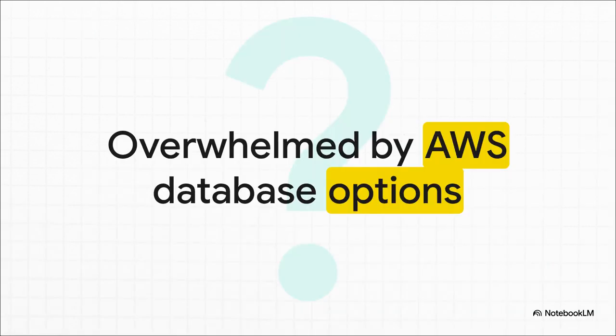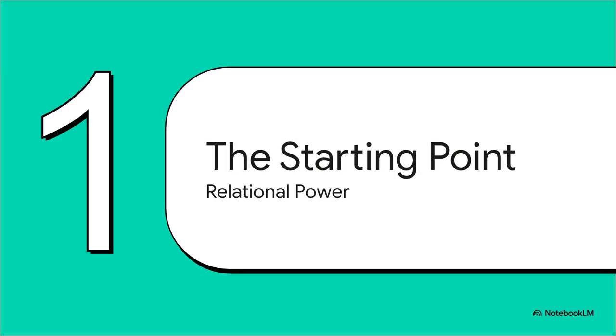You know that feeling. You log into the AWS console and you're just hit with this wall of acronyms. RDS, Aurora, DynamoDB, and you feel lost. If that sounds familiar, you are so not alone. Our goal here is pretty simple. We're going to give you a clear map to cut through all that noise and find the right database for whatever you're building.